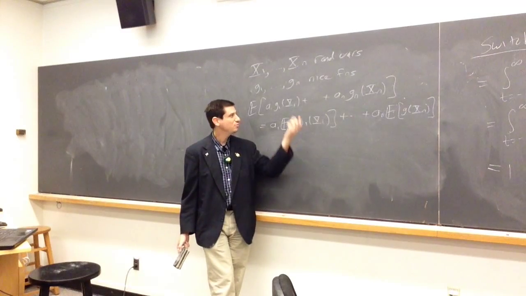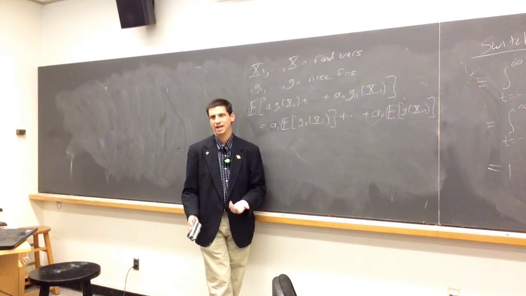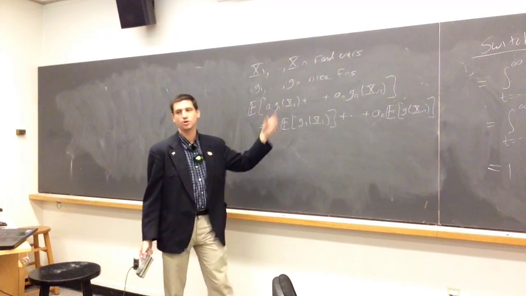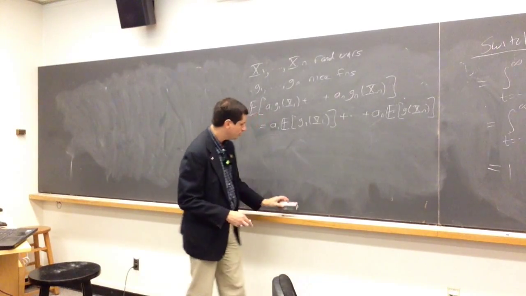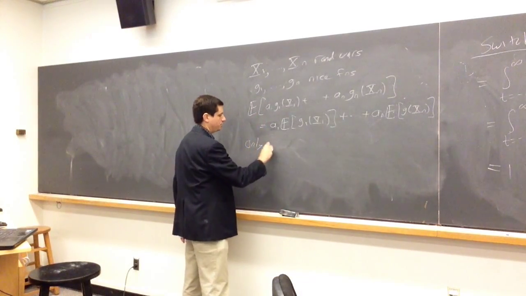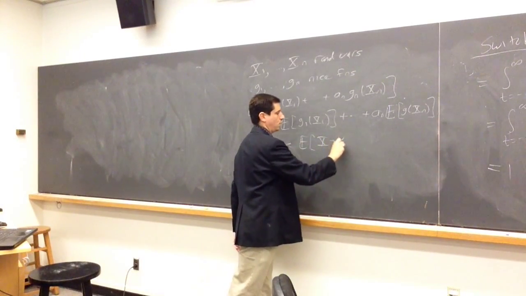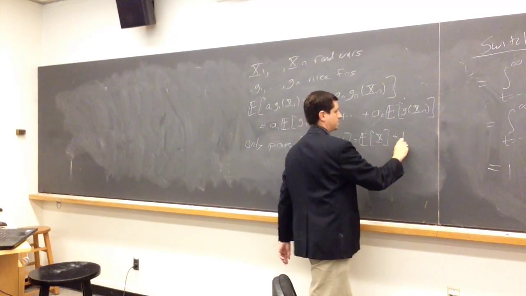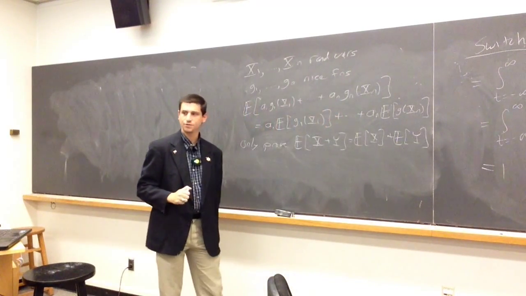I claim that if we can do it for just 2, we can do it for 3 or 4 or 5. We can basically just group things. And really, if we can do it when all the g's are just the identity function, so g1 of x1 is x1, g2 of x2 is x2, we can do it more generally. So I'm only going to prove the expected value of x plus y is the expected value of x plus the expected value of y. If we can prove that case, the other ones follow similarly.